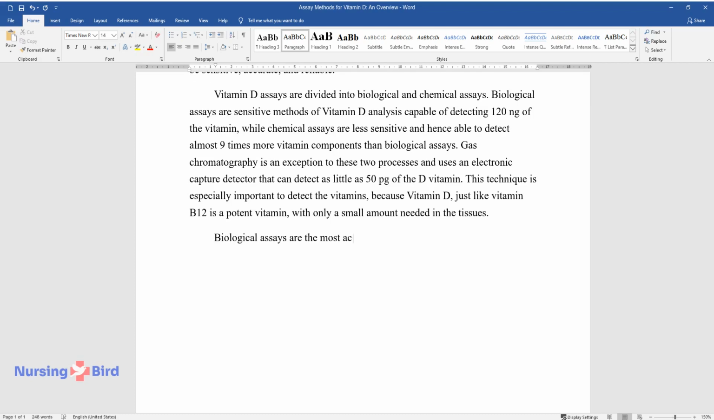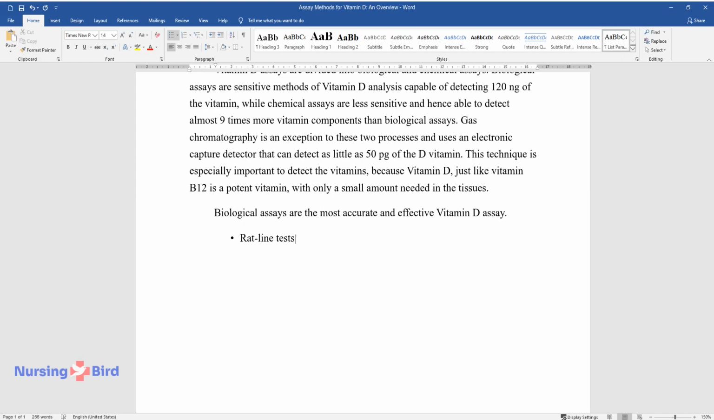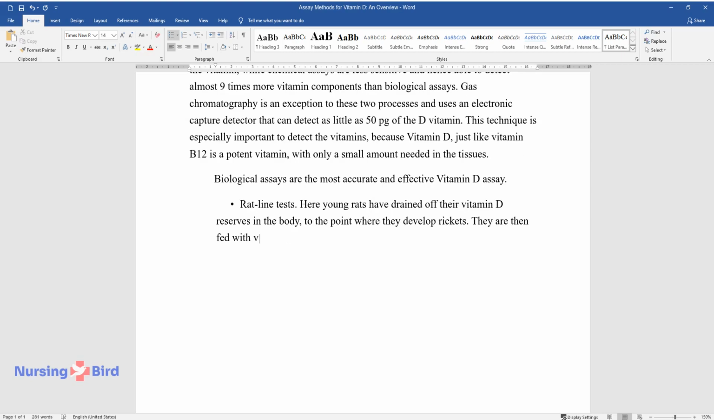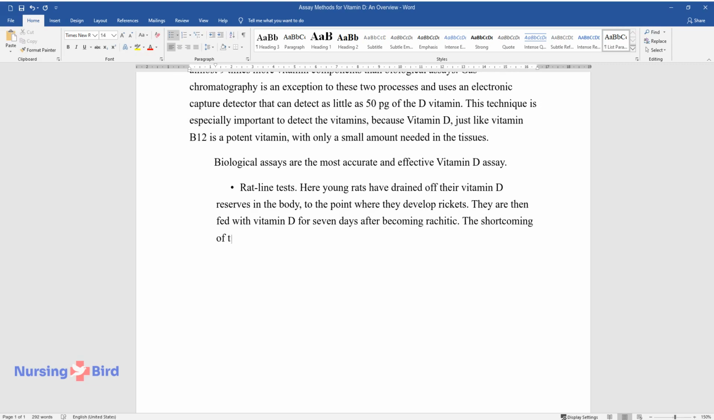Biological assays are the most accurate and effective vitamin D assay. Rat line tests. Here young rats have drained off their vitamin D reserves in the body, to the point where they develop rickets. They are then fed with vitamin D for 7 days after becoming rachitic. The shortcoming of this is that it is time-consuming.